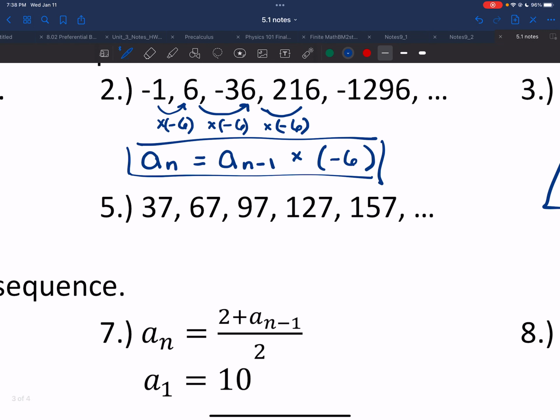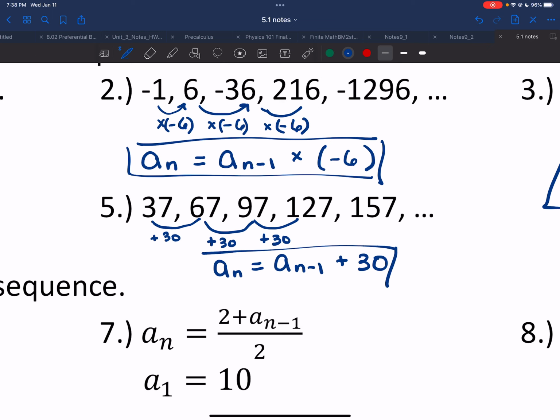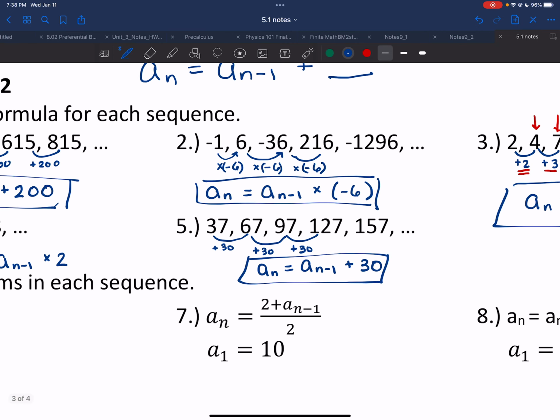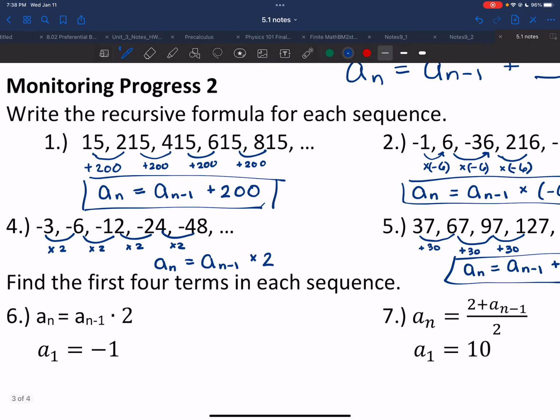Okay, for this one, from 37 to 67, that's 30. 67 to 97, that's plus 30. 97 to 127, that's plus 30. So I already see my trend. And so I'm going to do a to the n equals a to the n minus 1 plus 30. So there is the equation for that one. So those are my first ones, all good to go. So those are my recursive formulas.